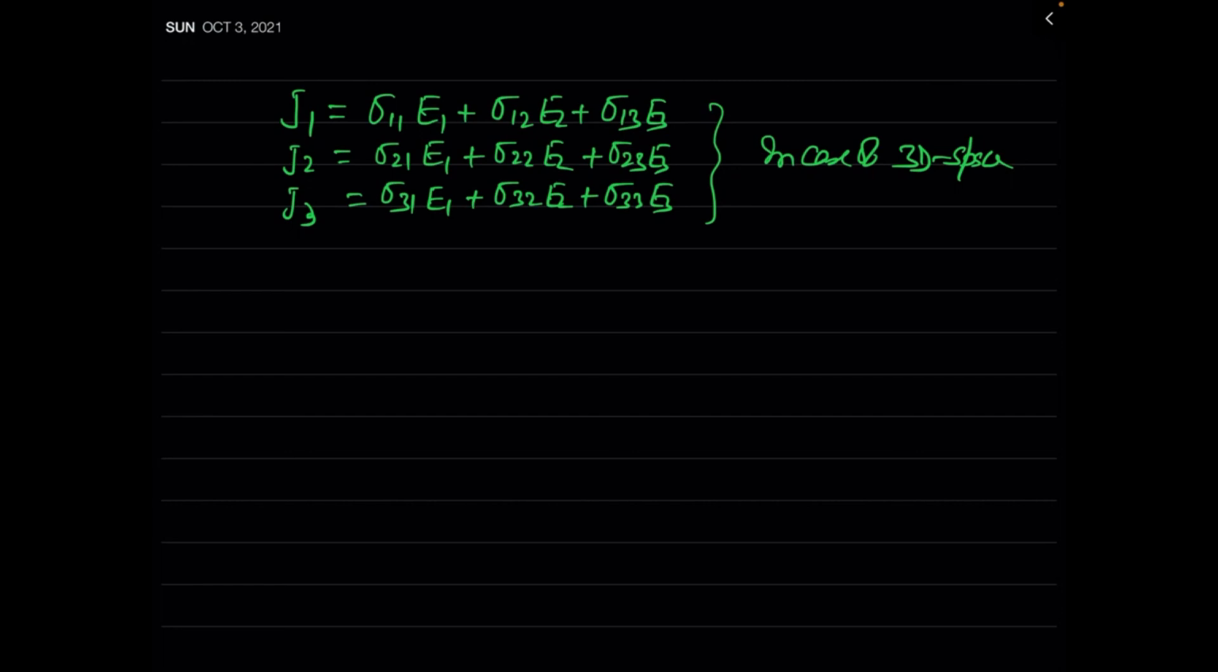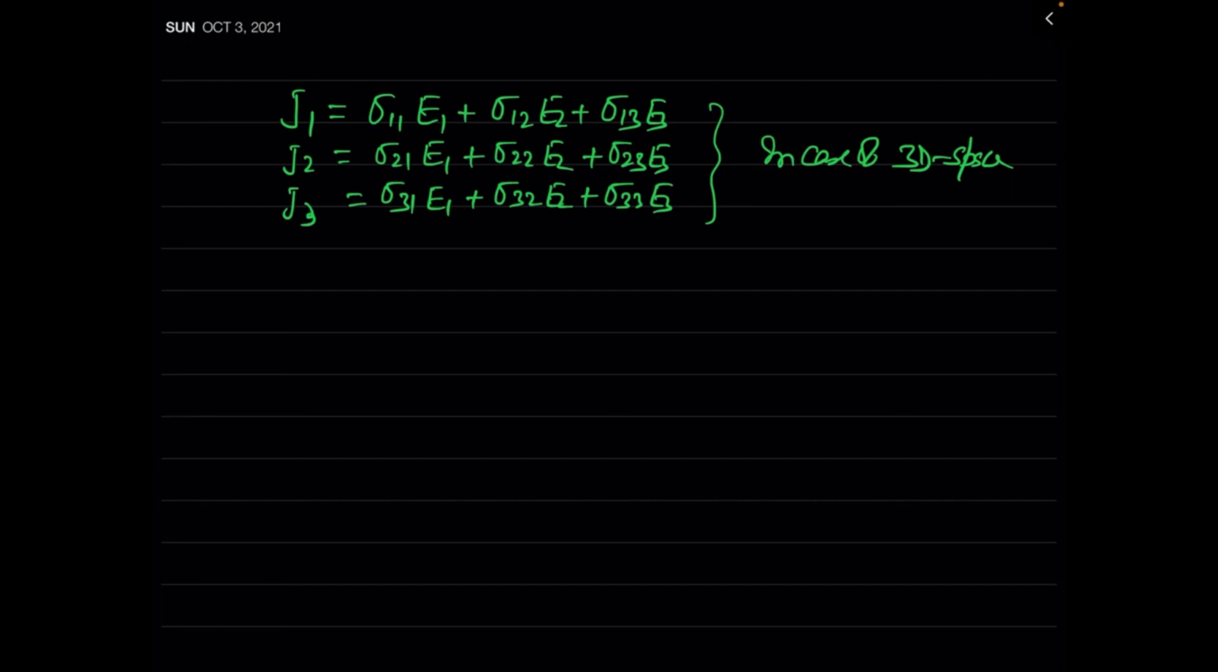But if the solid is anisotropic, then this sigma is not a scalar and it is also not a vector, because a vector in 3D space has only 3 components, but this sigma has actually 9 components. So this sigma is neither a scalar nor a vector. Actually, this quantity is called a tensor of second rank, or a dyadic.